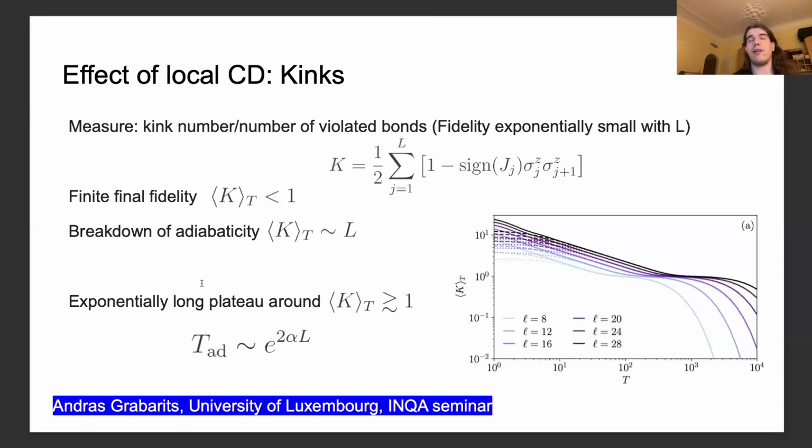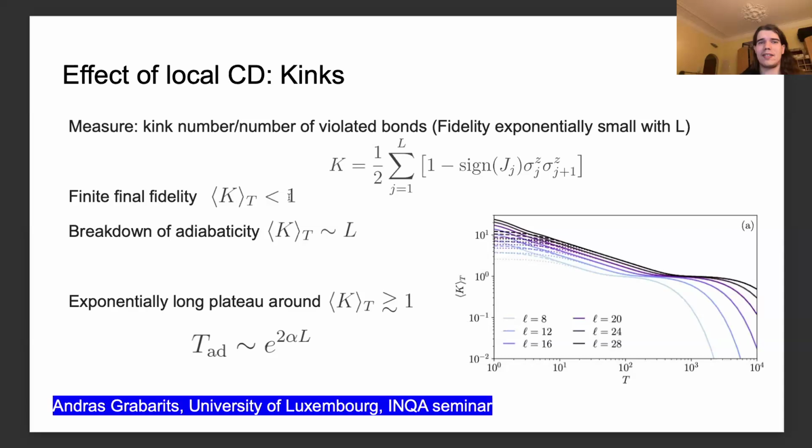We investigated the effects of these approximate counterdiabatic Hamiltonians via the kink number, or better to say, the number of violated bonds, the number of neighboring spins that are aligned opposite to how they should be in the ground state. So basically, this violates the half-half ferromagnetic order, as I showed in the previous slides, and the opposite directed alignment along the antiferromagnetic coupling. This kink number is very useful because it identifies the regimes where the final fidelity is finite.